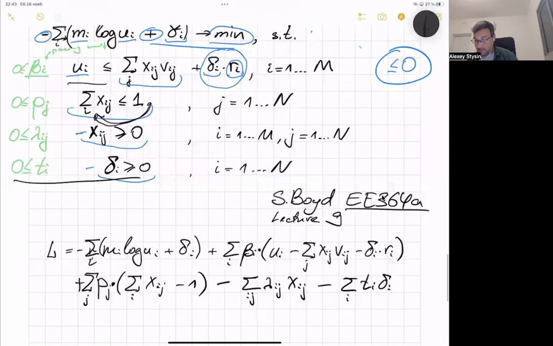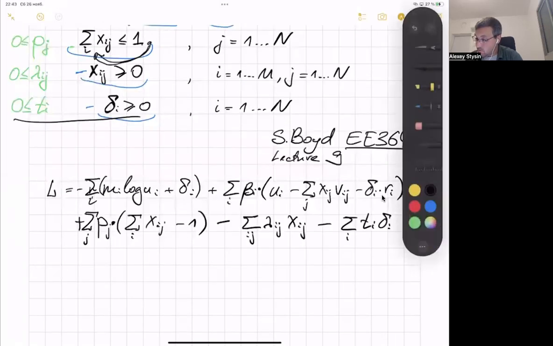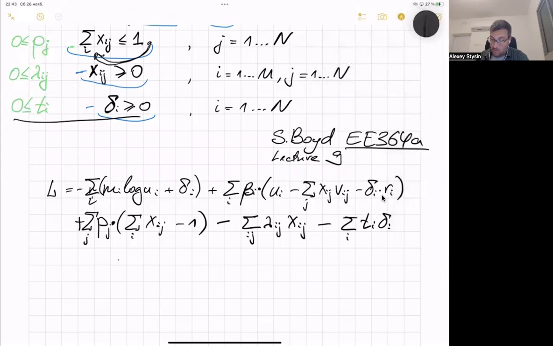Okay, so this is the Lagrangian. What we should add to the Lagrangian is the optimality conditions, also known as KKT conditions. So what are those? First are the first order optimality conditions using the primal variables.